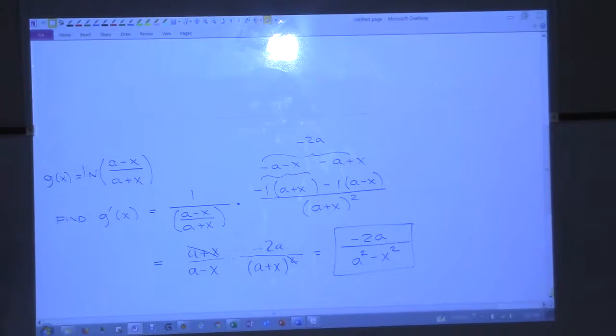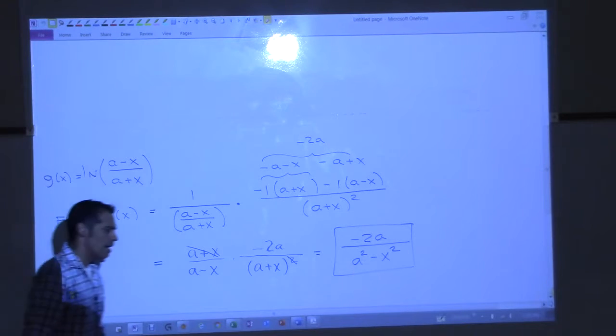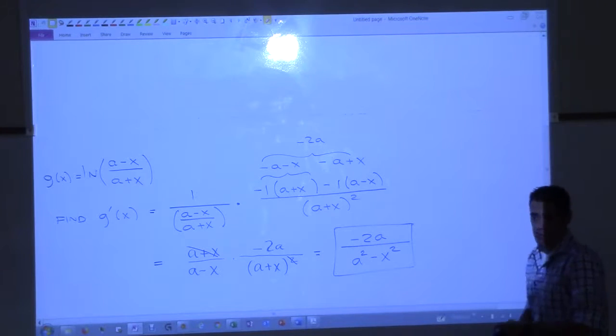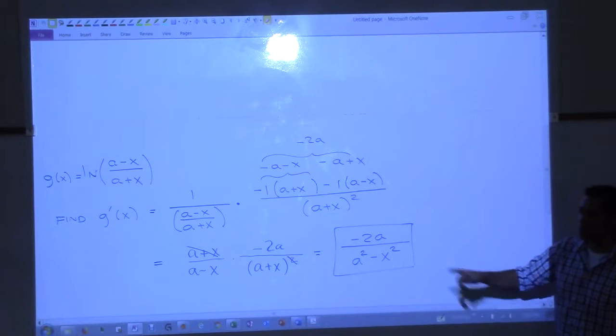Couldn't you just do natural log of a minus x minus natural log of a plus x? Yeah, I'm glad you brought that up. I was looking for my little towel over here. Thank you. That way required a little bit of work because we had the chain rule and then we had to do a quotient rule, right? And this was our final result.